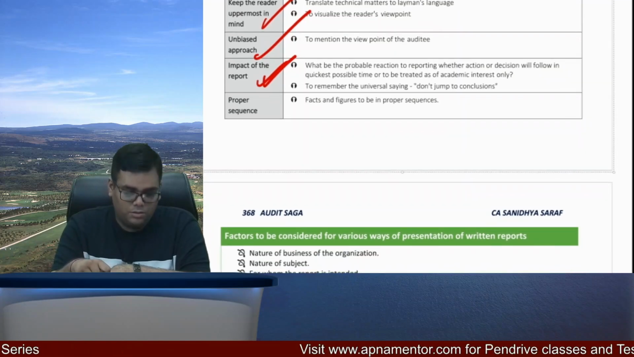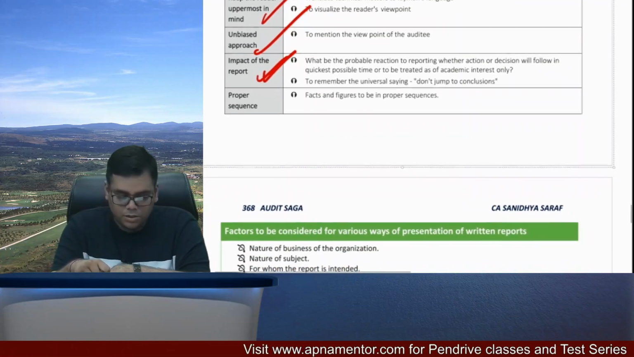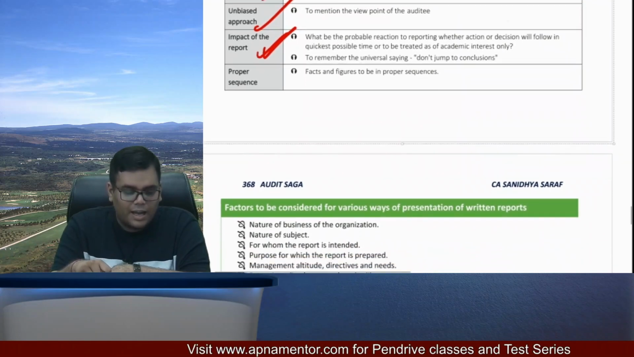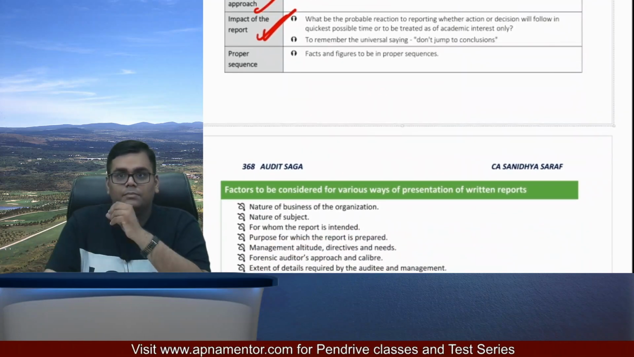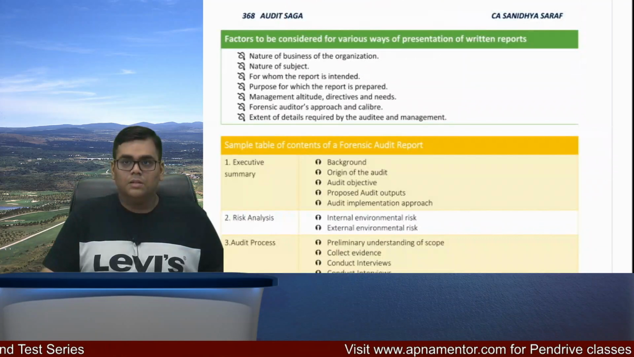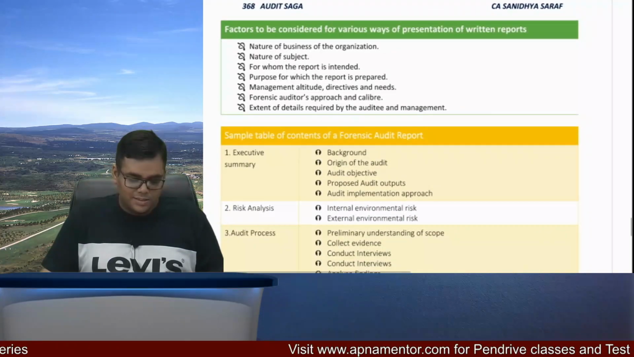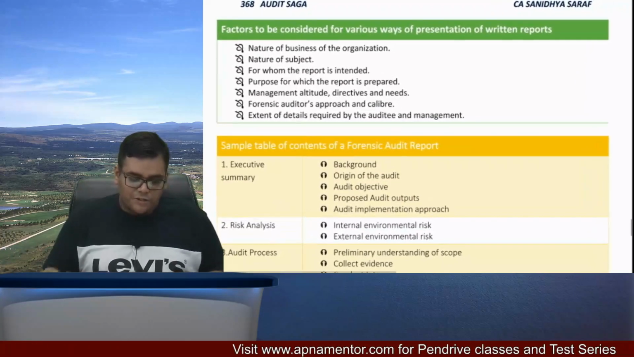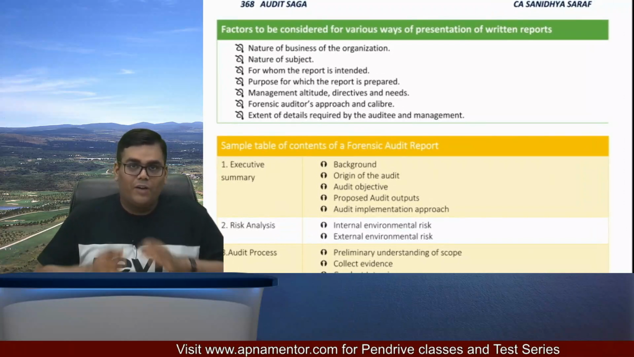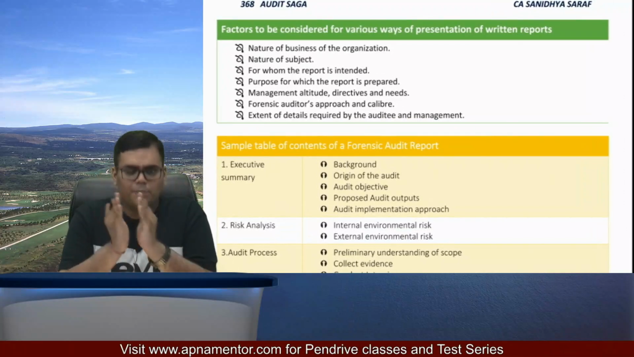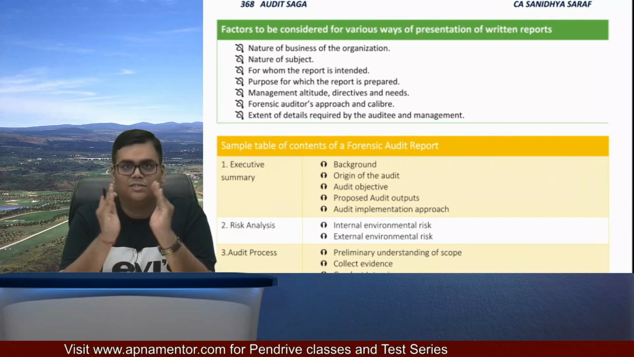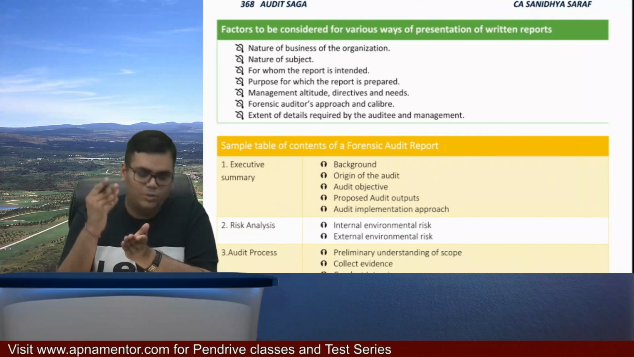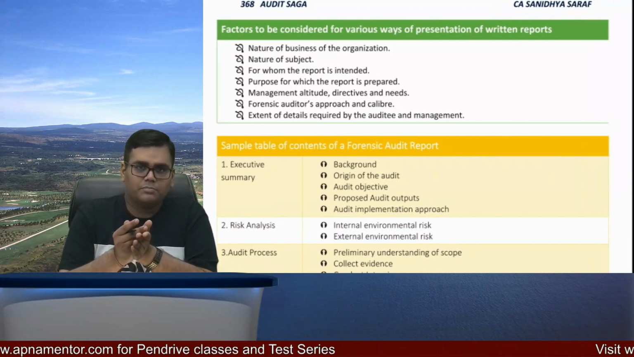Unbiased approach, impact of the report, right, and proper sequence. Now, factors to be considered for various ways of presentation of written reports. When the forensic auditor prepares a written report, what are the various factors that he has to consider? So he has to consider the nature of the business, right?